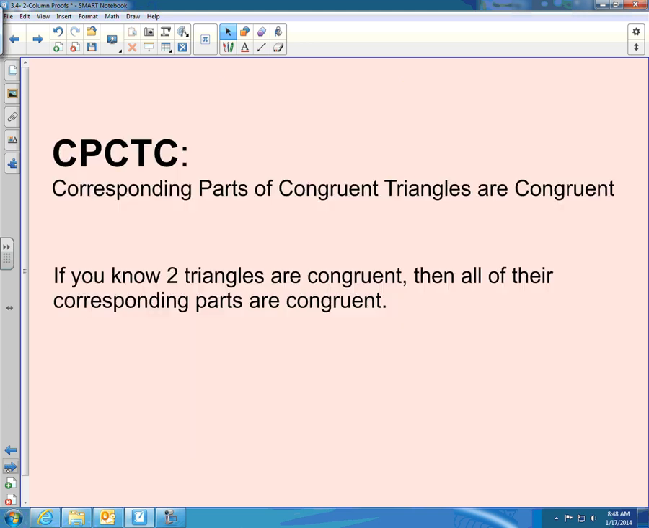All right, we also have a new thing that we're going to introduce, CPCTC: corresponding parts of congruent triangles are congruent. So corresponding parts, like if A is congruent to D, those are corresponding parts because their angle might be in the same spot. So if the triangles are congruent, then their corresponding parts are congruent.